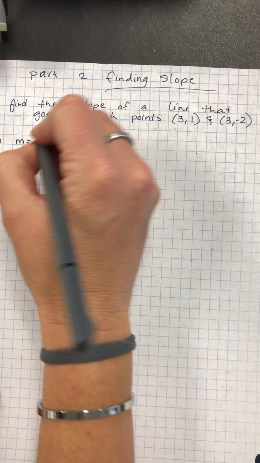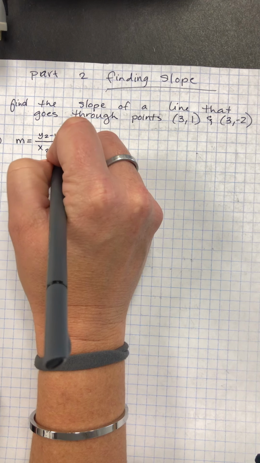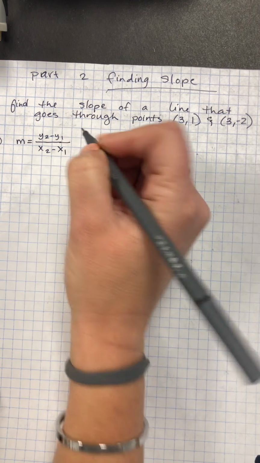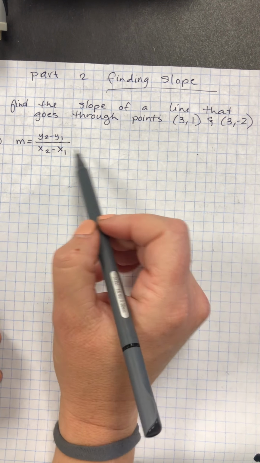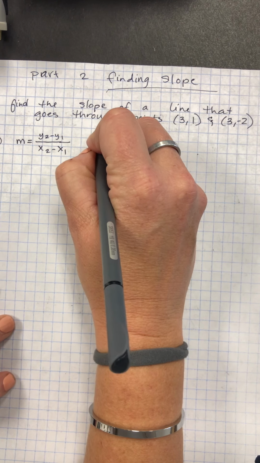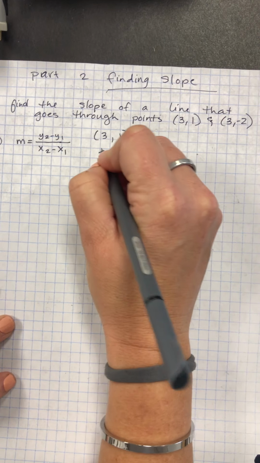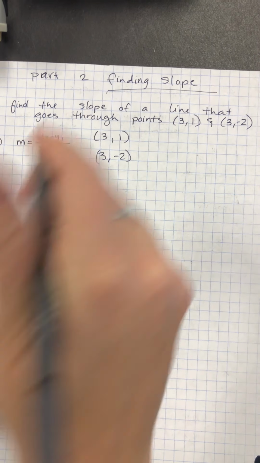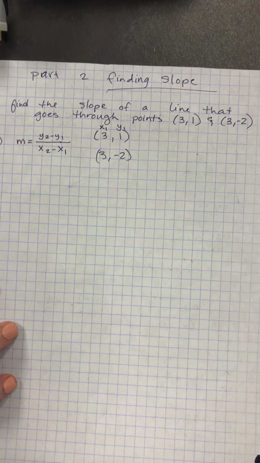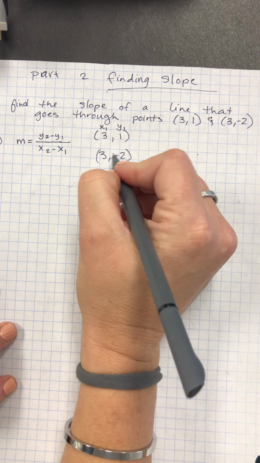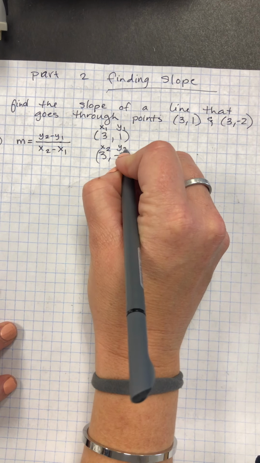And to find it, the formula is y2 minus y1 over x2 minus x1. Those are the points. We're gonna find the x and the y based on the points. So our points were 3 and 1 and 3 and negative 2, and I'm gonna keep them in the order they were given to me. So the first point was 3, 1. So that's my x1 and my y1. So then my second point, 3 and negative 2, becomes my x2 and my y2.